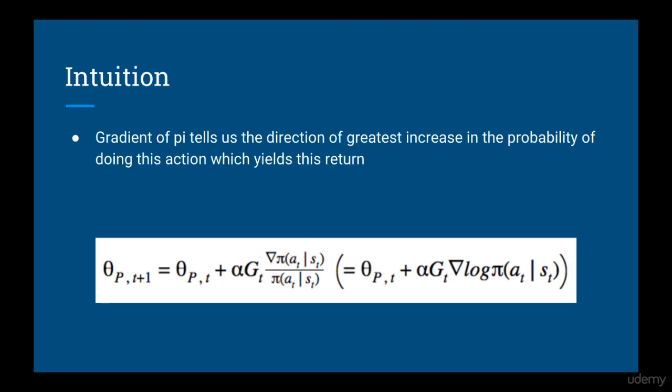And finally, the gradient of pi is a vector, so that gives us the actual direction we want to go. The gradient tells us the direction of greatest increase in pi.